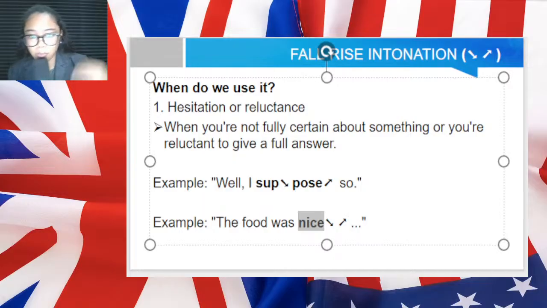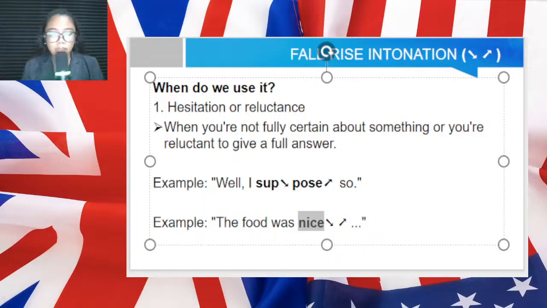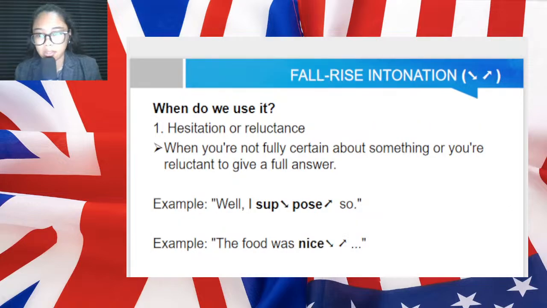Most specifically, when do we use it? First is on hesitation or reluctance. Okay. So again, with hesitation or reluctance, we use it when you are not fully certain about something, or you are reluctant to give a full answer. All right. So that is on hesitation or reluctance. That's the first application, or the first context.